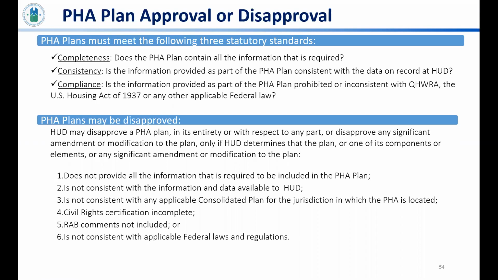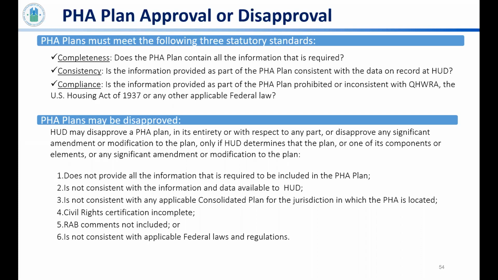So some of the reasons we would disapprove a plan are, number one, the plan does not provide all the information that's required to be included in the PHA plan. It's not consistent with the information and data available to HUD.